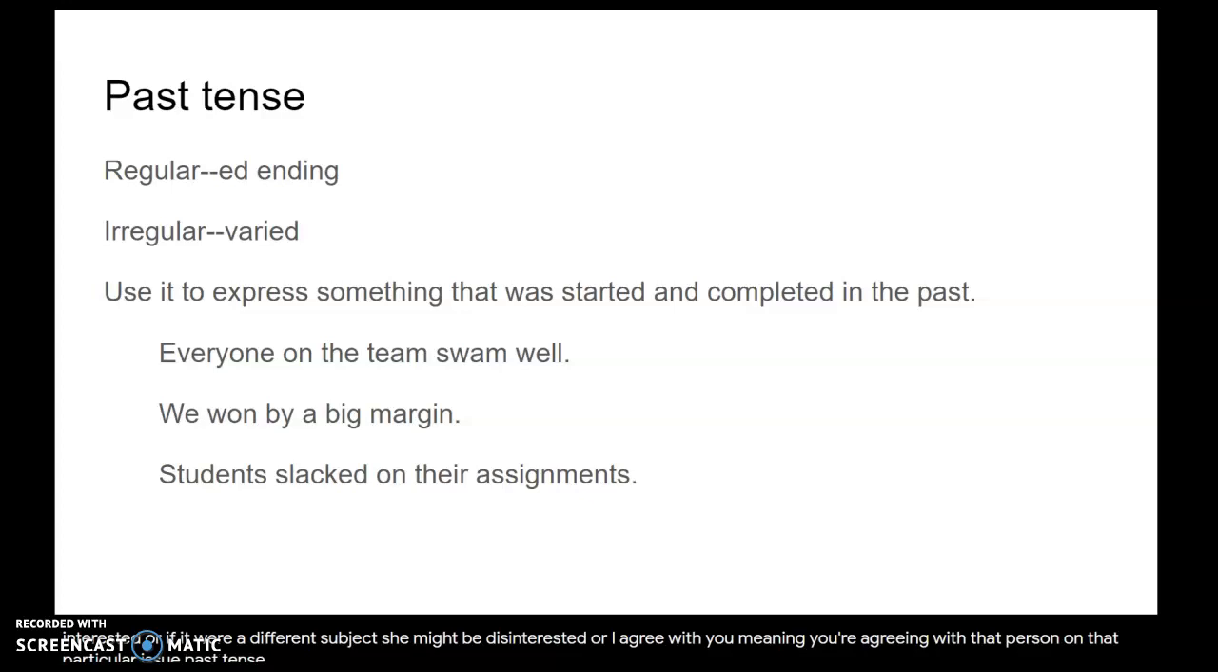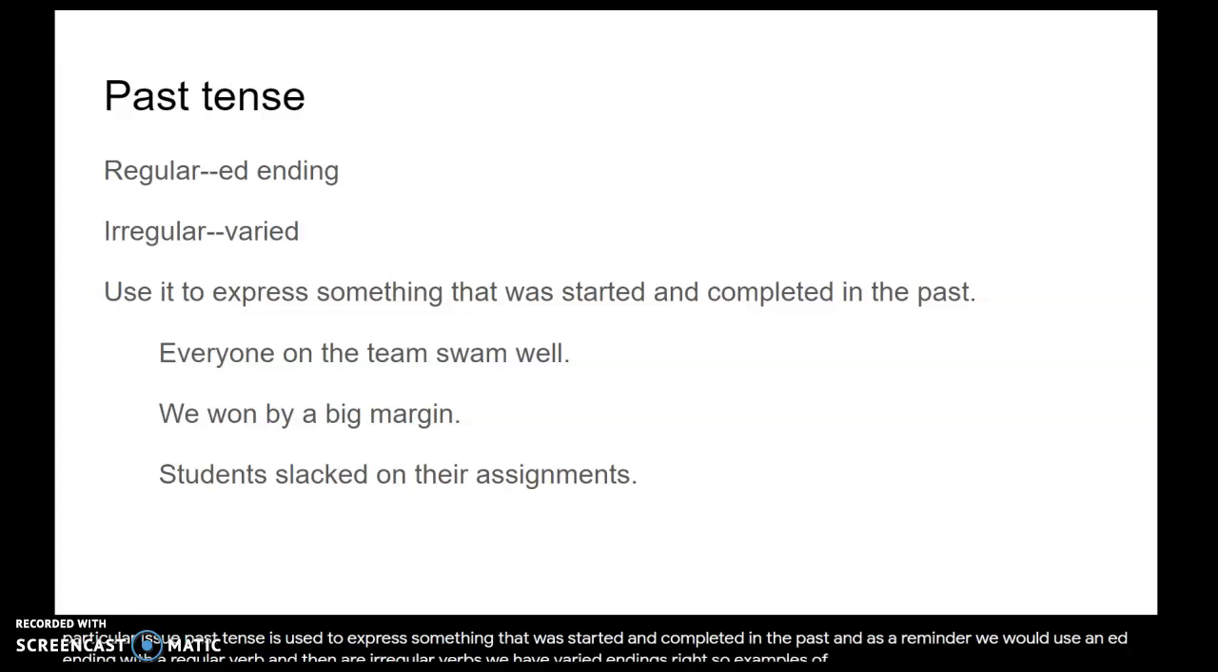Past tense is used to express something that was started and completed in the past. And as a reminder, we would use an ed ending with a regular verb, and then with our irregular verbs, we have varied endings, right?